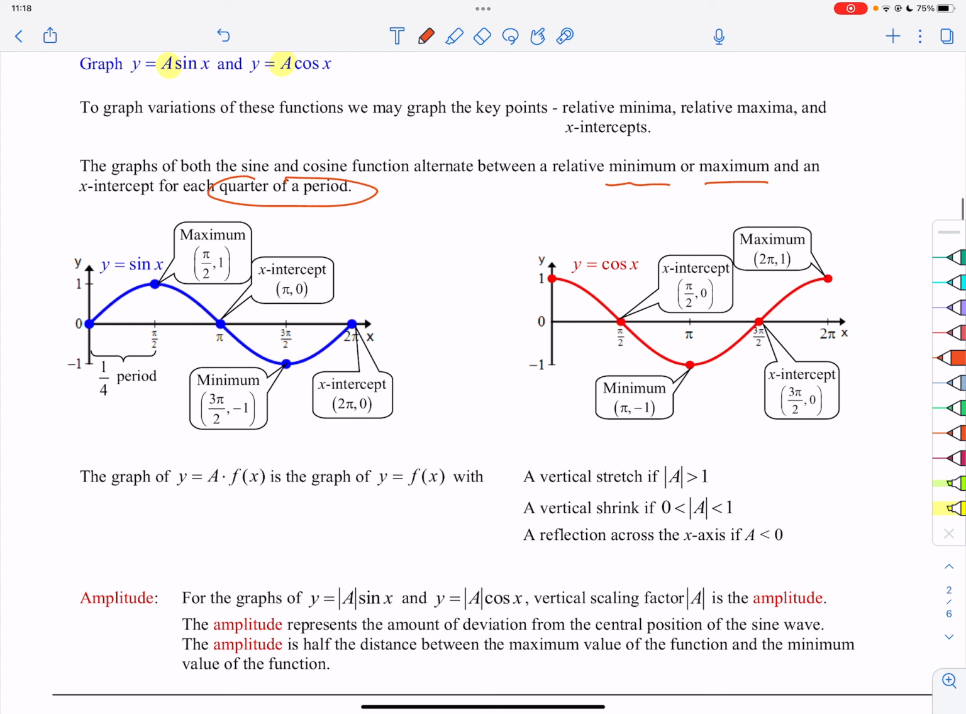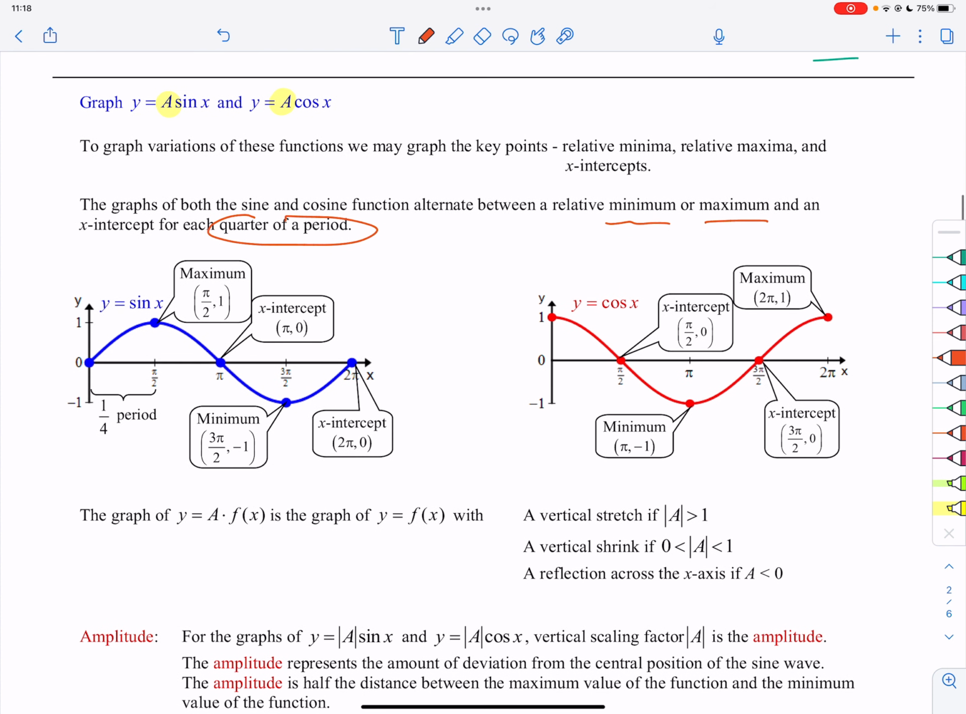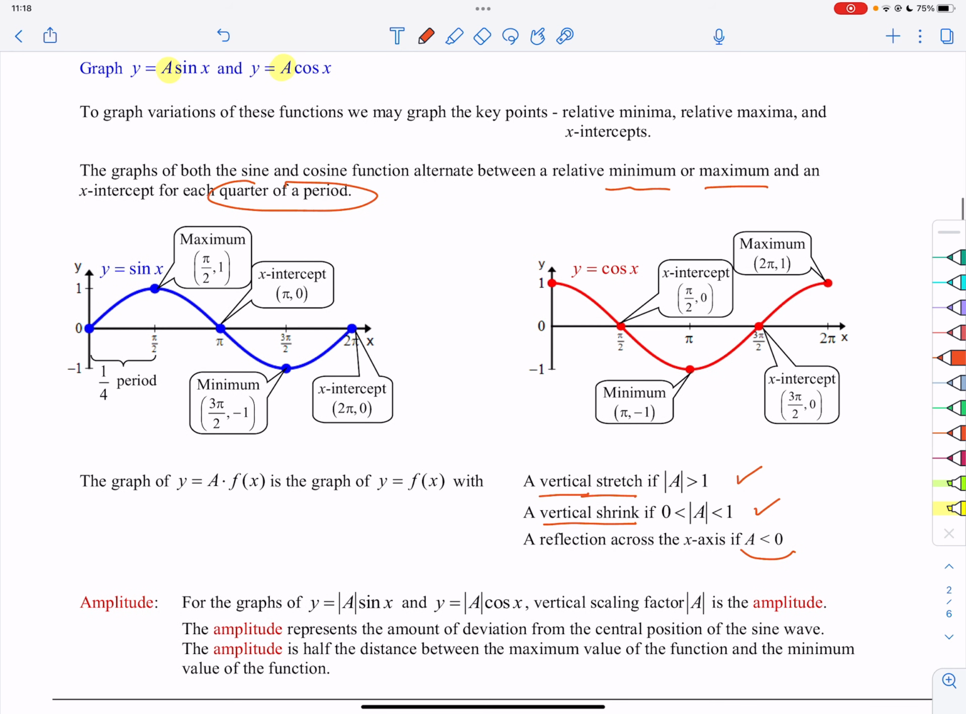So if this constant that you are multiplying by the outside of that function, if the absolute value is greater than 1, we have a vertical stretch. If it is a fraction, a number between 0 and 1, we have a vertical shrink. And if that constant is negative, we will have a reflection across the x-axis, okay?